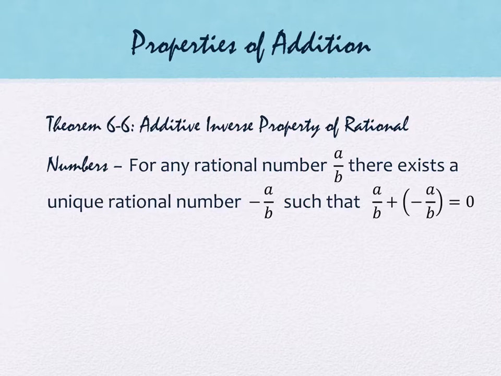Even 0. What number do you have to add to 0 to get back to 0? 0. It's not exciting, but it still has one, okay? So there's always a number to add to the value we're working with to get back to 0.